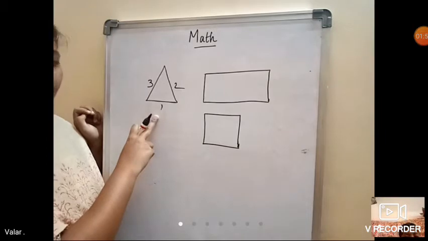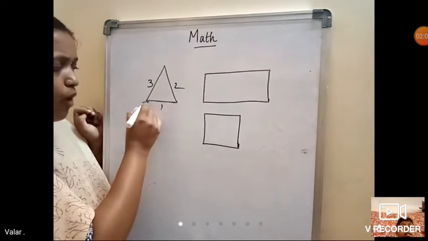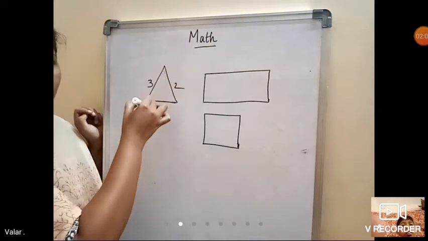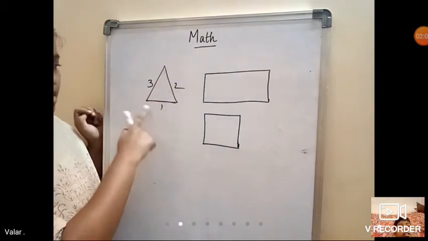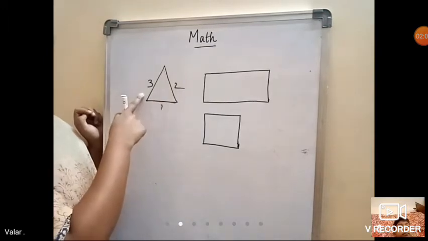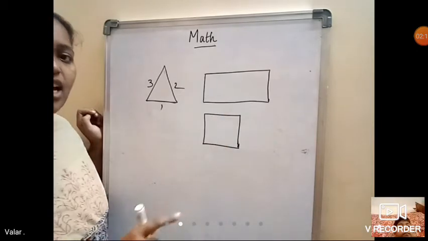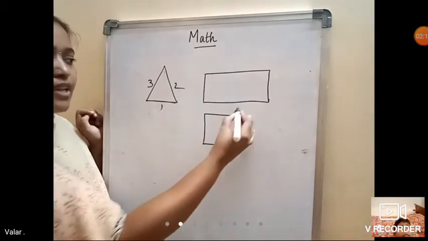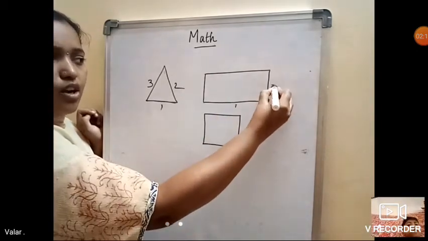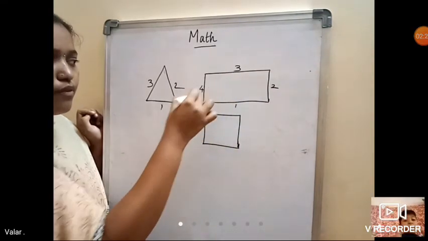Listen, the triangle has how many sides? Three sides. One, two, three. This is the first side, this is the second, and this is the third side. Now you can see the rectangle. In a rectangle, how many sides are there? One, two. This is the third side and this is the fourth.